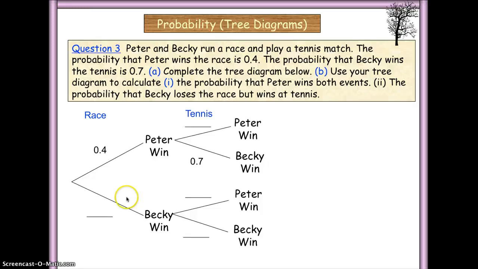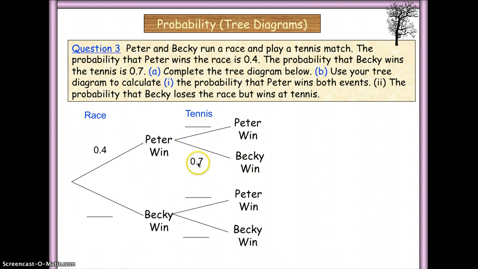Okay, so because they're playing 2 games, the first branch is the race. We know the probability of Peter winning the race. So he has 40%. Even if we don't know what Becky has, because of the characteristic of a tree diagram, we know that they should equal 1. So to get the answer here, it's just 1 minus 0.4, and you should get the answer here.